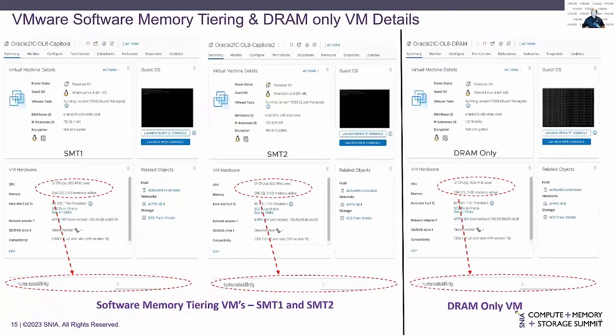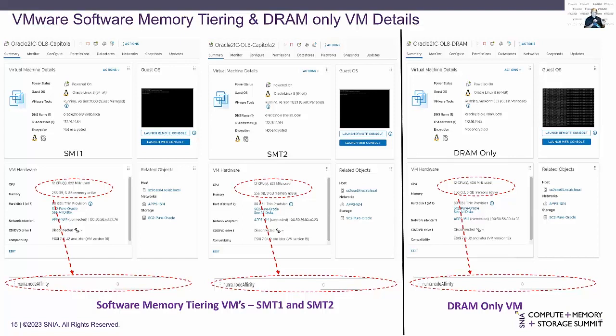What we then did was create 3 virtual machines, exactly the same. We created 1 virtual machine and cloned 2 other virtual machines from it. That way the version of Oracle, the version of the operating system, pretty much all the characteristics of the virtual machines are set exactly the same. So 2 such virtual machines on the software memory tiering server, and 1 such virtual machine on the DRAM only server.